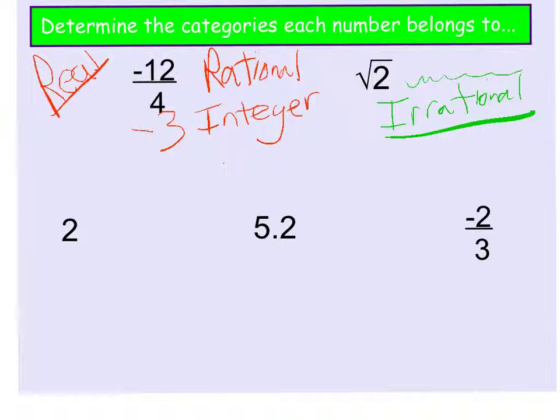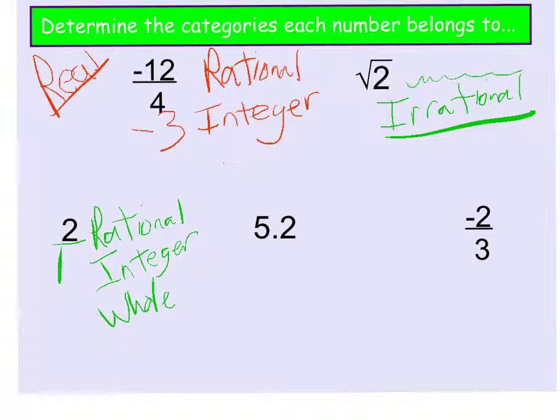Now, 2 would be rational because we can put it over 1. It is also an integer. Integers can be positive or negative, and it's also a whole number. So it's all of those.